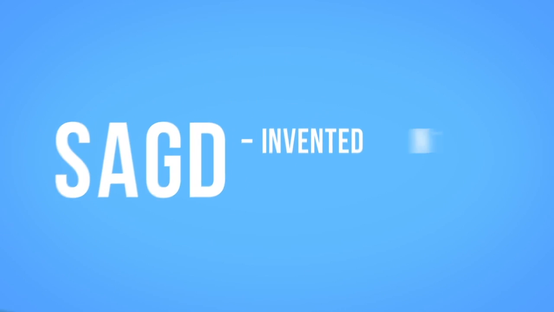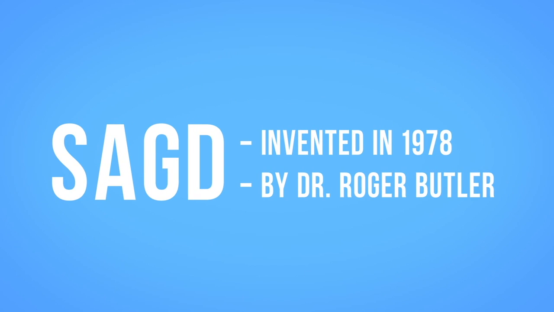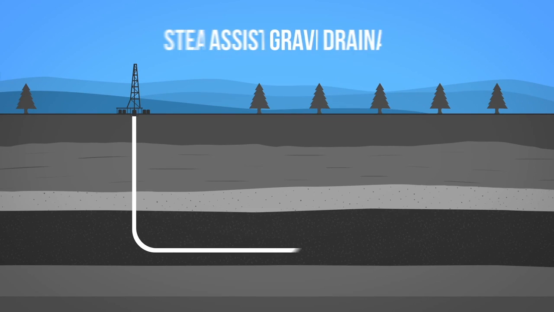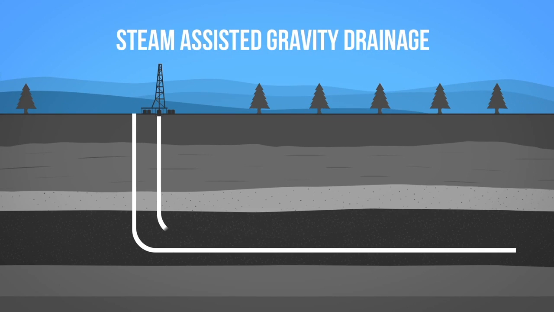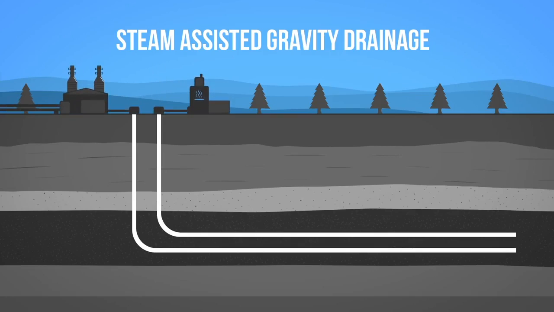SAGD was invented in 1978 by Dr. Roger Butler, a chemical engineer from England. SAGD works by drilling two horizontal wells beneath the surface, parallel to each other, about 4 to 6 meters apart. The top well is injected with steam that heats the surrounding bitumen, reducing its viscosity. This is the steam-assisted part of the name.